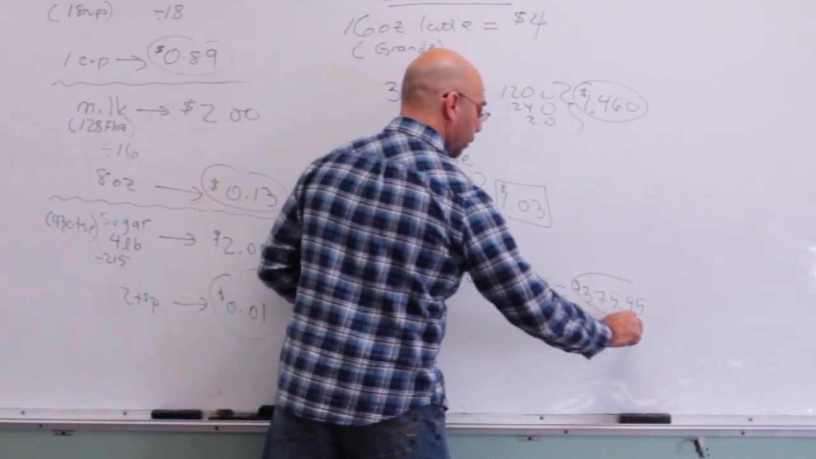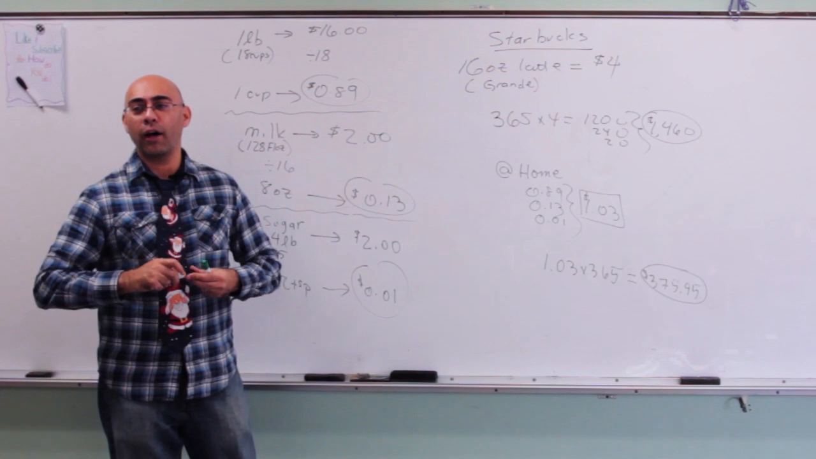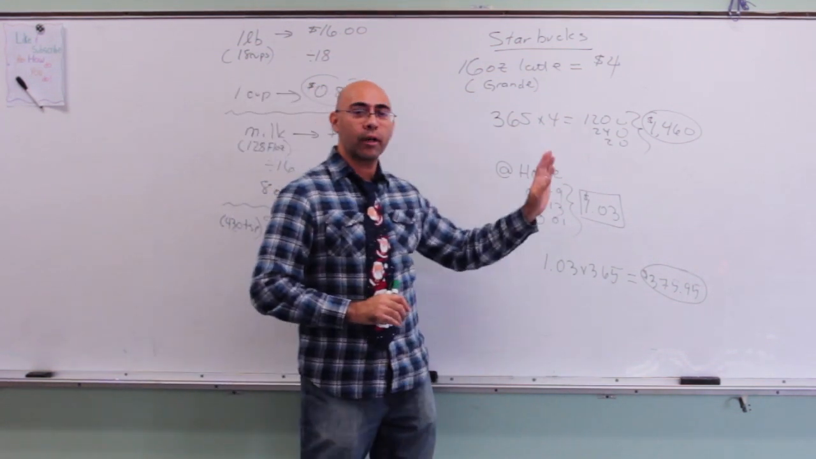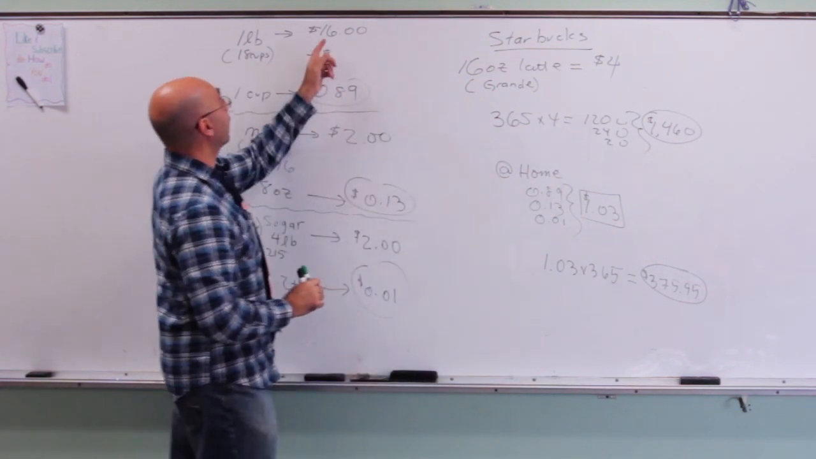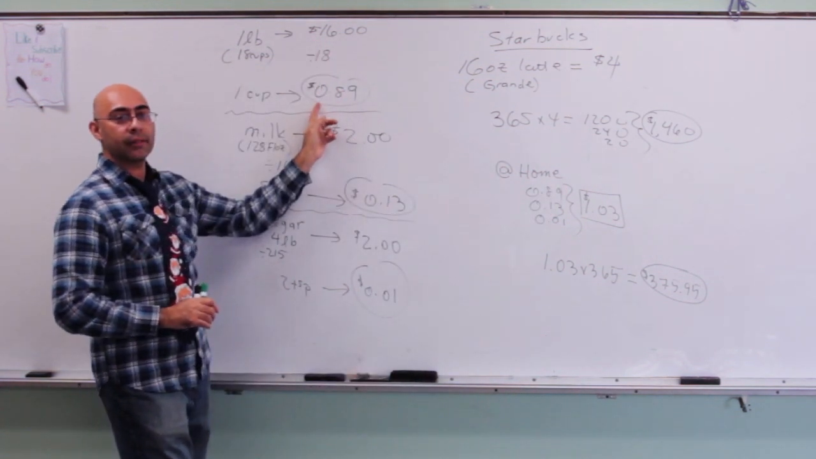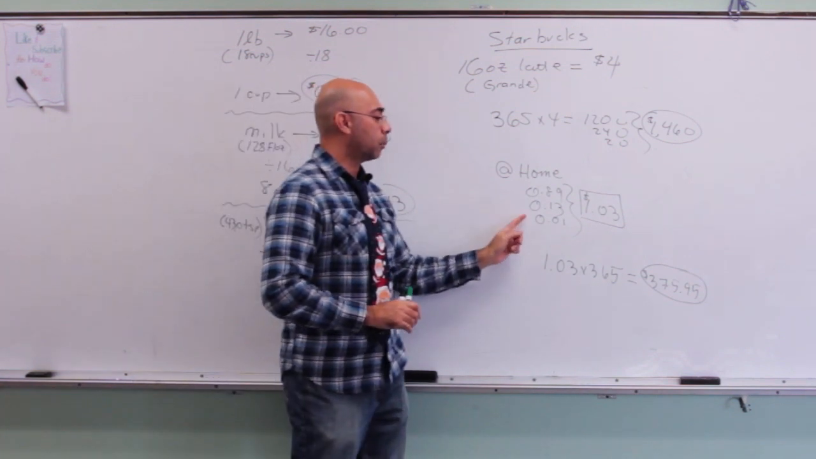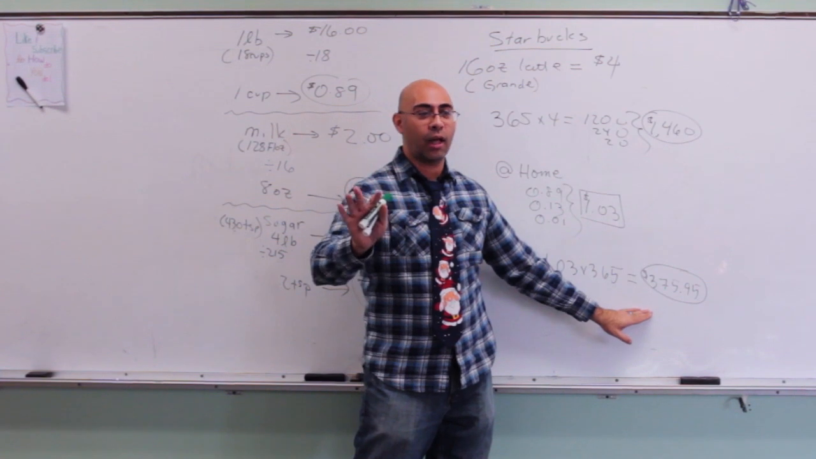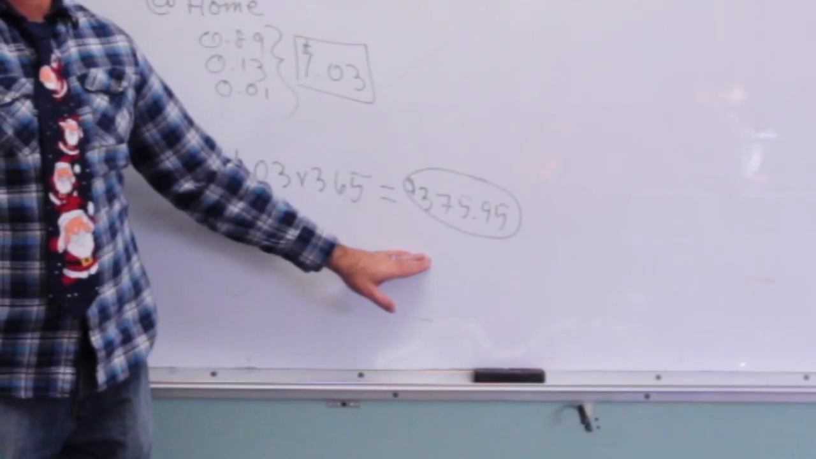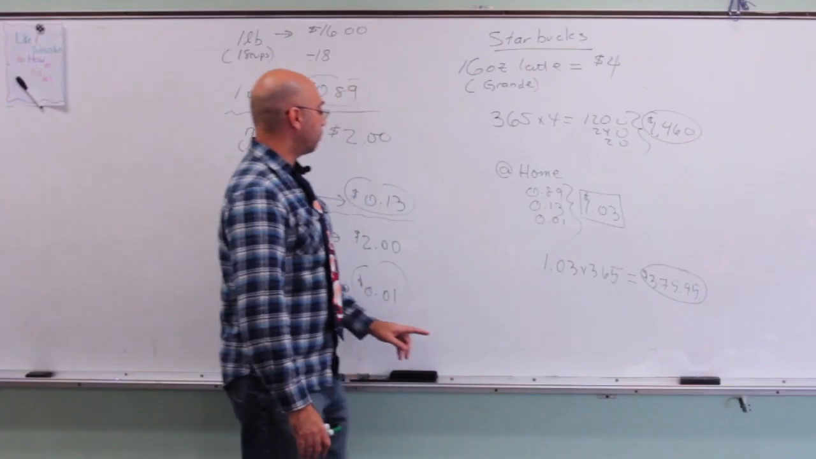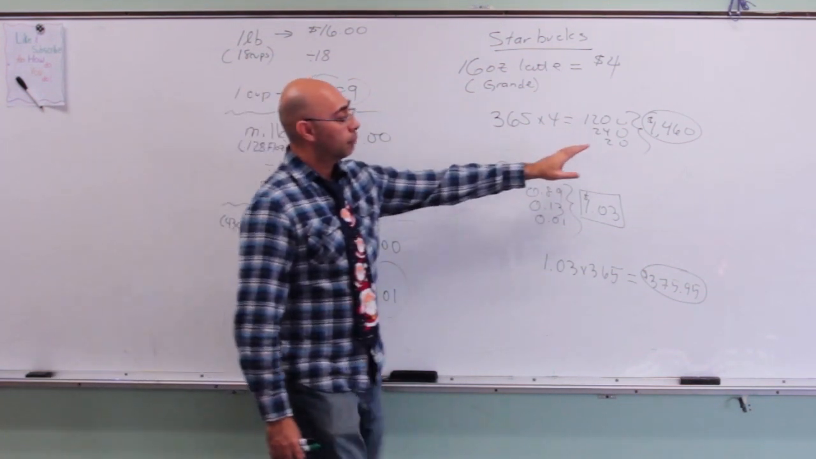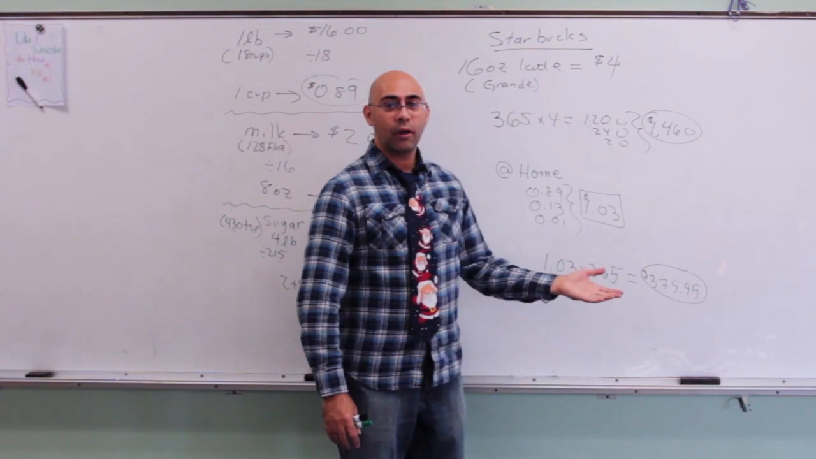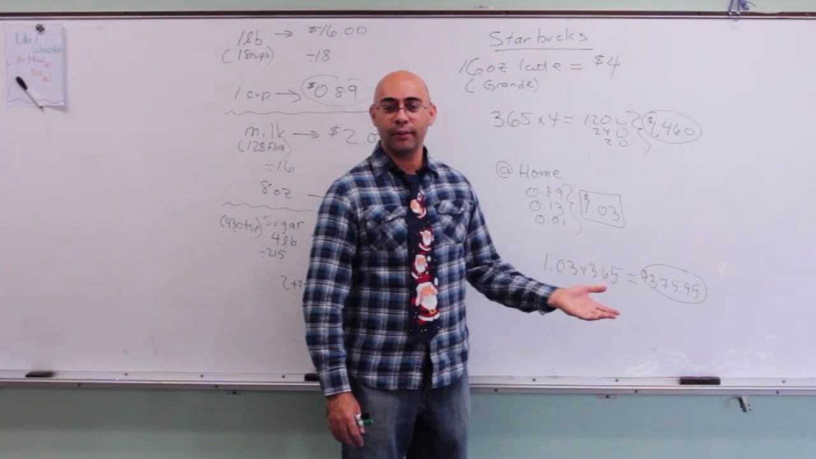$375.95. So if you make your own coffee, you go to Starbucks, and you want the nice Starbucks beans. You get your Guatemala Antigua, spend $16 on that. You'll end up using 89 cents of that for 1 cup of coffee, plus your milk, plus your sugar. In a year, making just 1 cup of coffee yourself every day, $375.95, as opposed to $1,460. You save yourself a little over $1,000, right?